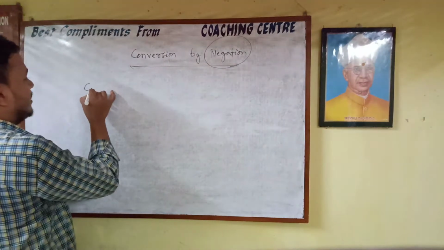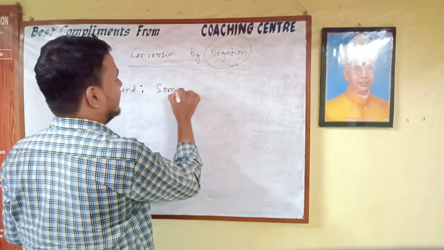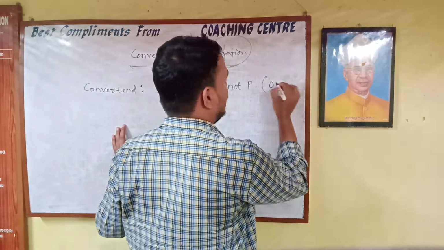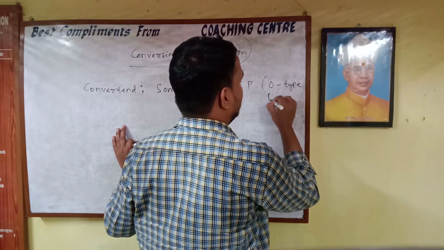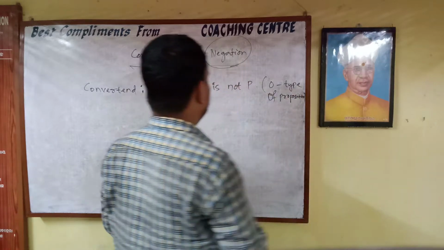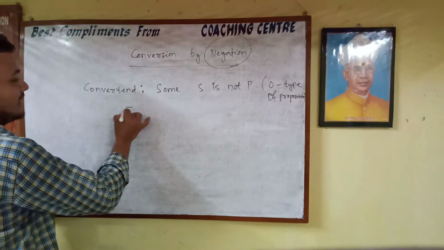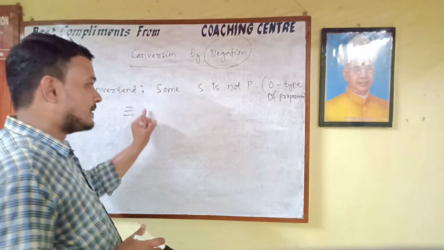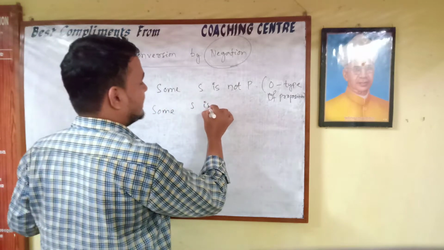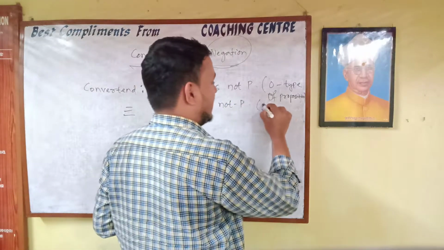How? Now listen, suppose the convertend is given, some S is not P. This is the O type of proposition. Logicians attempted to first transform it to an I type of proposition. Then how? Some S is not P. Listen, this is what? I type of proposition.